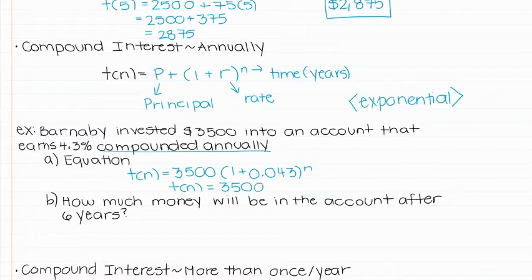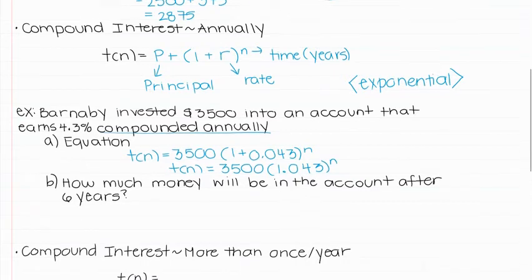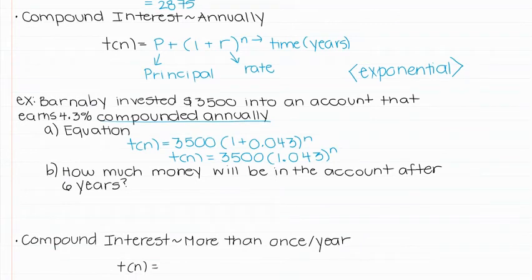So then our final equation, we would just clean this up by combining like terms. So it'd be 3,500 times 1.043 to the n power. It says how much money will be in the account after 6 years, so what we're really doing is just evaluating the function at 6. So T of 6 equals 3,500 times 1.043 to the 6th power.